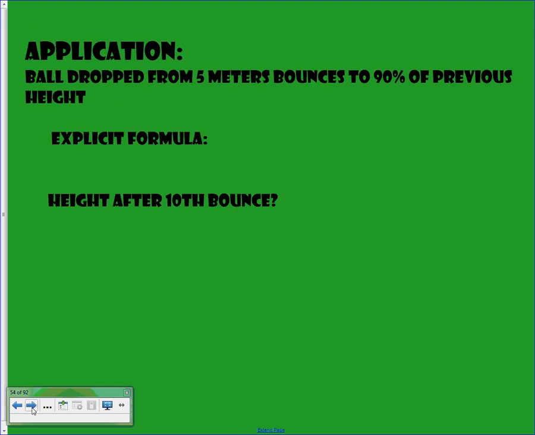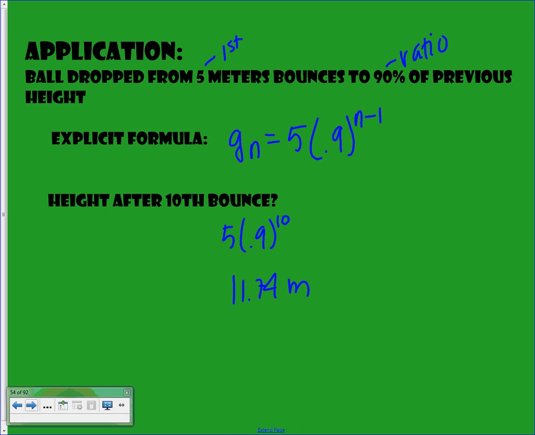Okay, so let's look at an application problem. A ball is dropped from a height of 5 meters and bounces to 90% of its previous height. Write the explicit formula. Okay, so explicit formula means I need my first term. So I would say that this 5 meters, where it starts, would be my first term. And then my ratio would be my 90%. So I'm going to turn that to 0.9 and then to the power of n minus 1. So then how high is it after the 10th bounce? Okay, well, that means I want my exponent to be 10 here. So that would give me 1.74 meters.